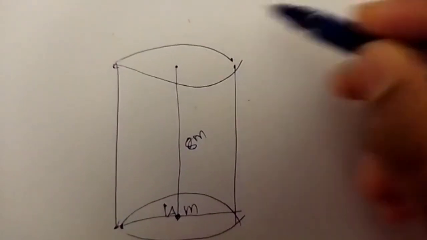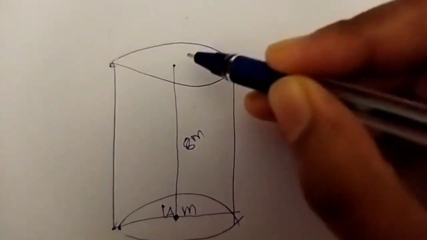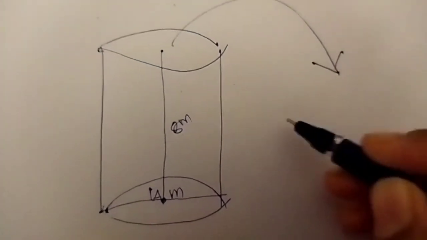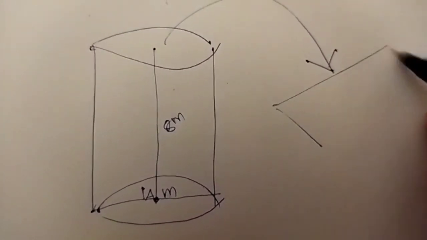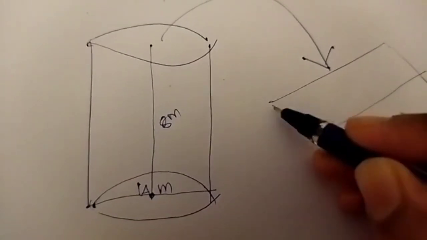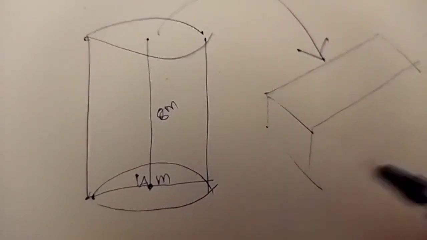They are digging out the sand from this well and they are forming a rectangular plot. What are they forming? They are forming a rectangular plot with this one. So let's take this as a rectangular plot.